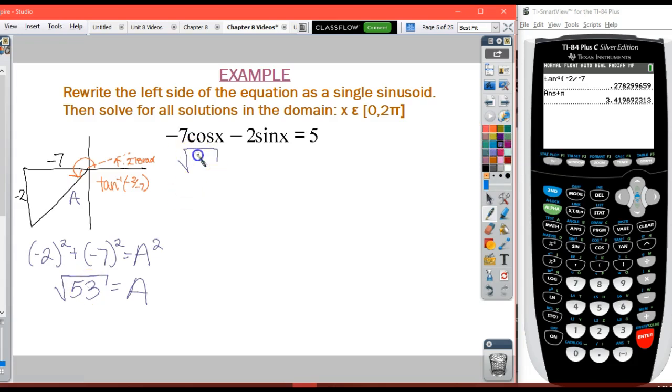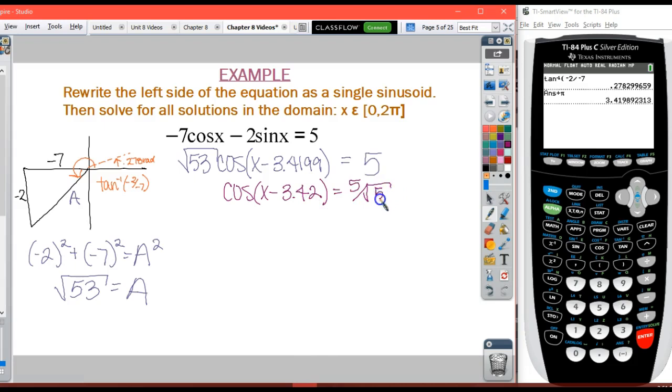My amplitude is the square root of 53. It's a cosine function that has been displaced not 0.278 radians, but 3.42, and we'll go with that for now. And we're looking for where this equals 5. So now that I have this in terms of a single trig function, I can solve this equation by first dividing both sides by the square root of 53. And so I will get the cosine of x minus 3.42, rounded, will equal 5 over the square root of 53.